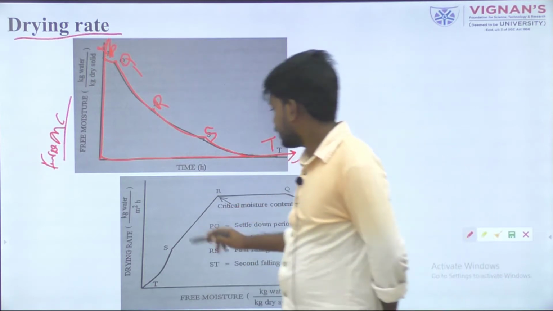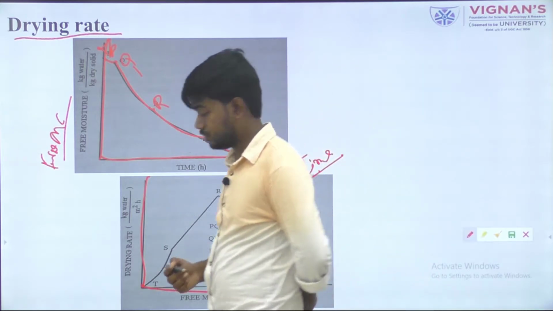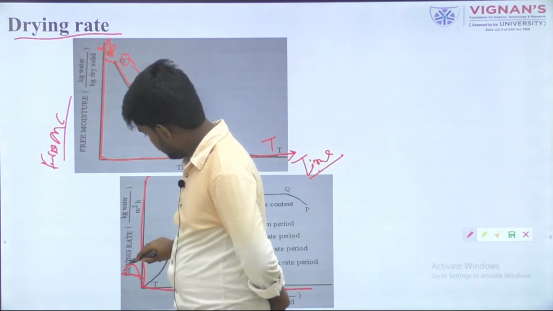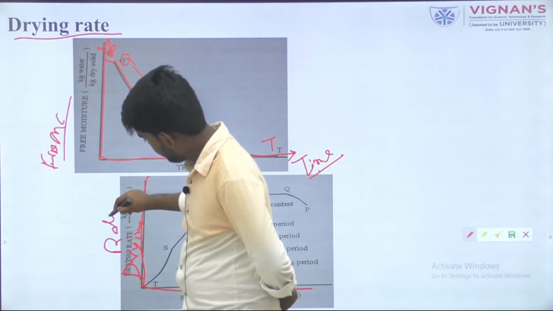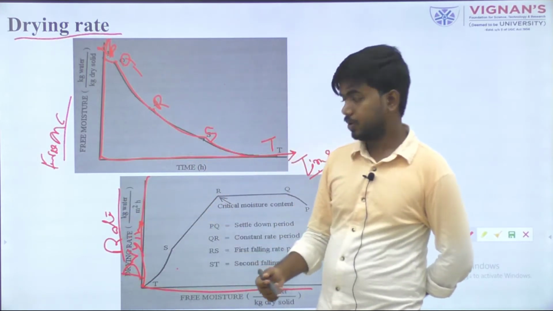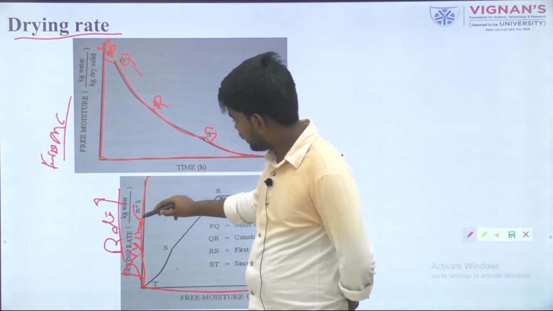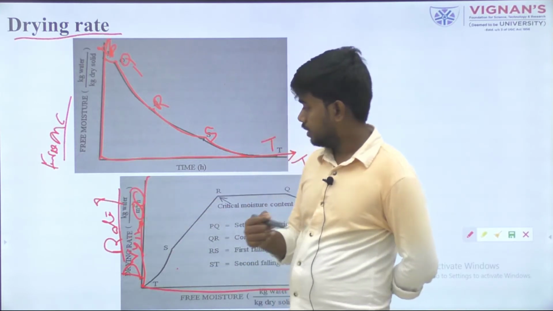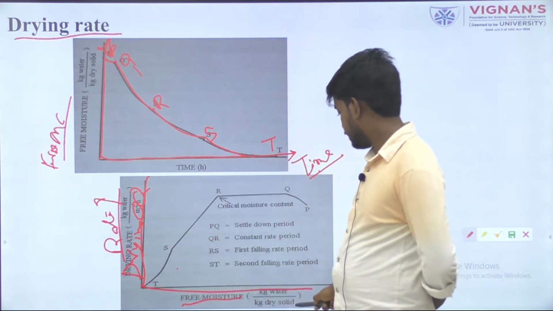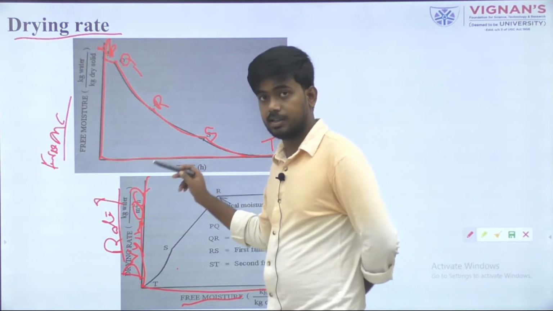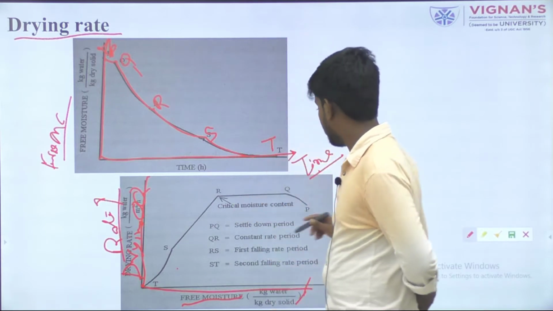The same graph we can represent like this. Here we represent it in terms of drying rate, meaning how much water is removed per area of food product in terms of time, and whatever moisture is present in that food product. You can see that the two graphs are different, but both are representing the same data.